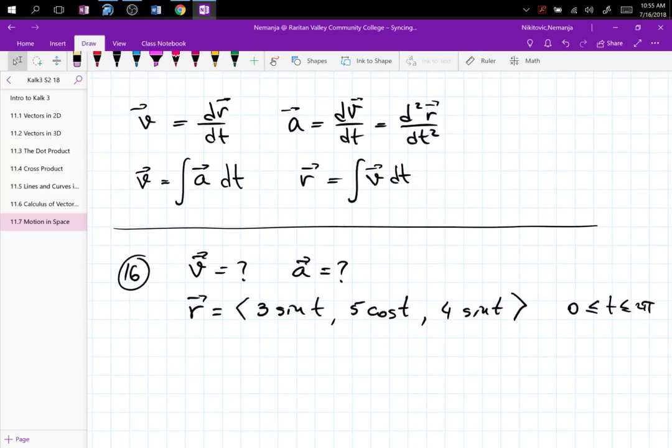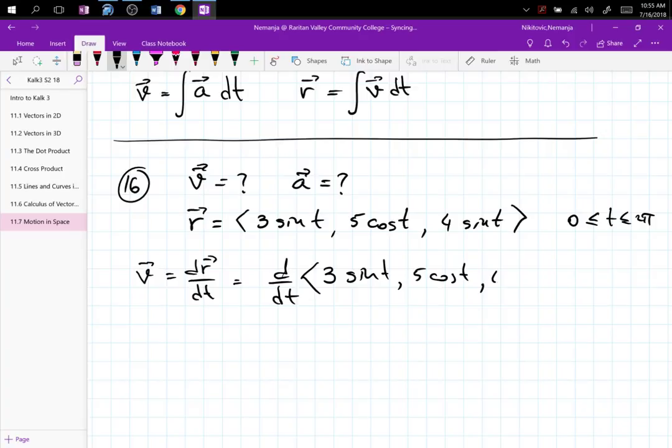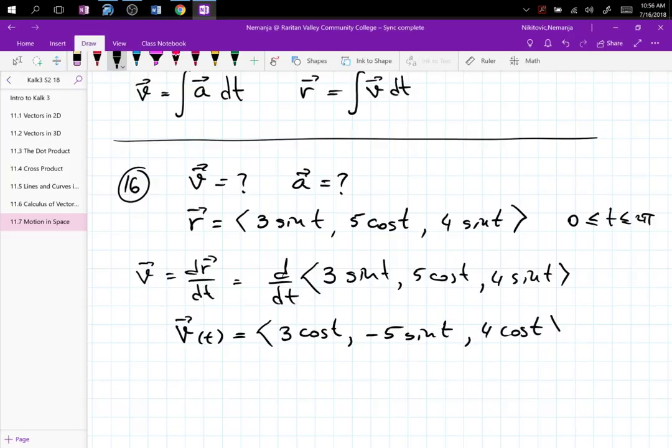So now what I have here, the velocity and acceleration. So we'll find the derivative, well, let's write the velocity is the derivative of the position function, so I am supposed to take the derivative of 3 sine t, 5 cosine t, and 4 sine t. So velocity as a function of time will be given as 3 cosine t, negative 5 sine t, and 4 cosine t.